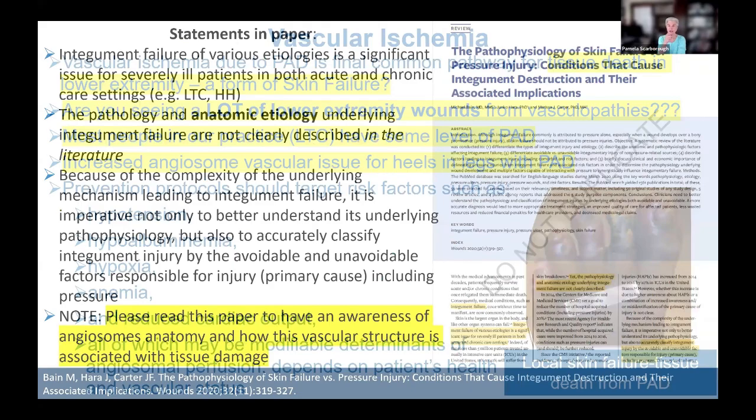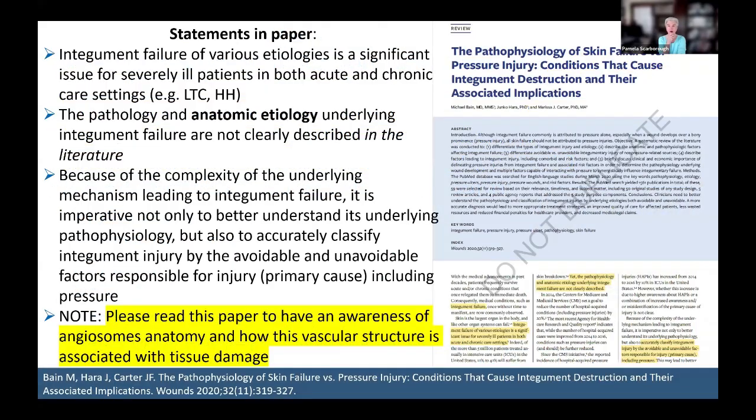So this is a paper, and although it says do not duplicate, I called the publisher and told them what I was doing with these papers. I'm sharing it with people for education purposes, and they said share away. So I just wanted to tell you that. And the last in the yellow, it says please read the paper to have an awareness of angiosome anatomy and how this vascular structure is associated with tissue damage. And I even gave it to you all with all my highlights in it, some of the things that I was thinking about when I was reading it.